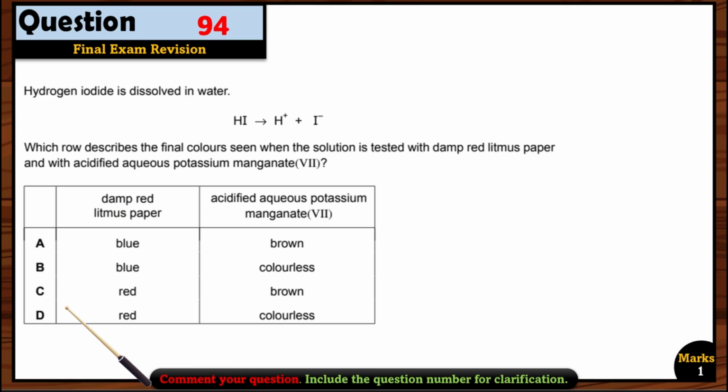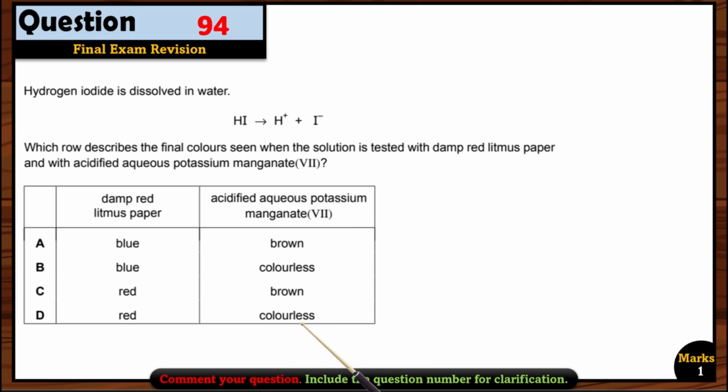So option C or D can be right. Now let's see about the color of acidified aqueous potassium manganate. Whenever aqueous potassium manganate reacts with hydrogen iodide, because it's a reducing agent and potassium manganate is an oxidizing agent, this is a redox reaction. During the redox reaction, potassium manganate will change its color. So the purple color of potassium manganate will change into colorless.